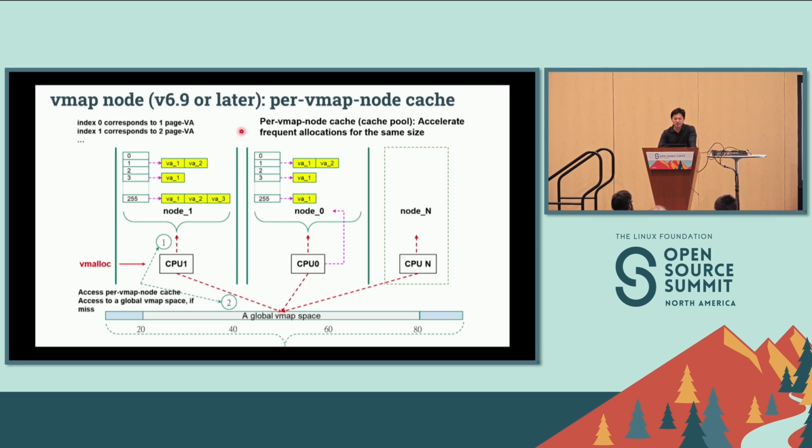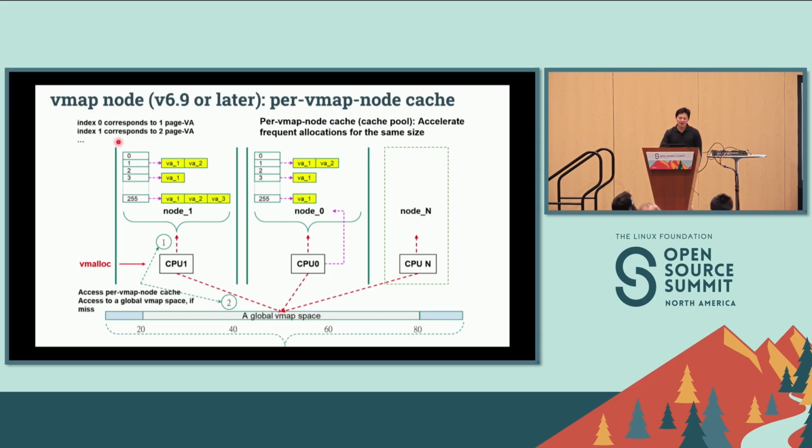And this slide shows the detailed information about the per-vmap-node cache. The short name is cache pool, and the cache pool aims to accelerate the frequent allocation of the same size. The cache pool is essentially a list array to cache VA objects for page sizes ranging from 1 to 256. So please note that index 0 corresponds to 1-page VA, index 1 corresponds to 2-page VA, and so on.